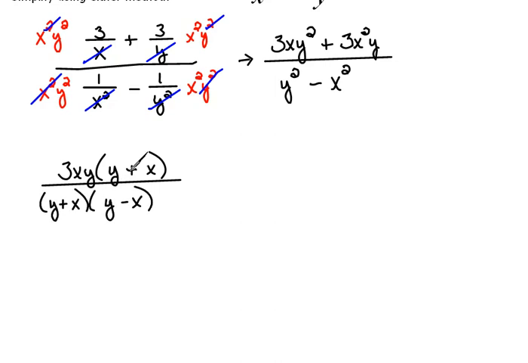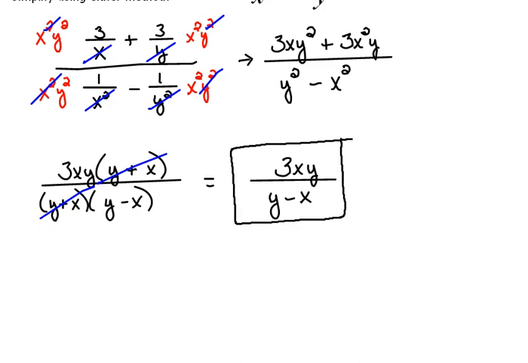And now we need to simplify any factors if we can. y plus x will cancel because we've got one on top and one on bottom. And our final answer, we're left with 3xy over y minus x. Now this will not simplify down any further, so we are finished.